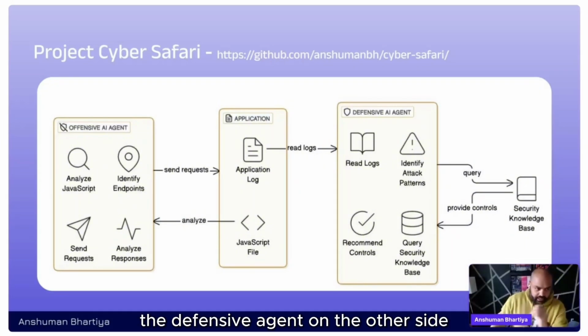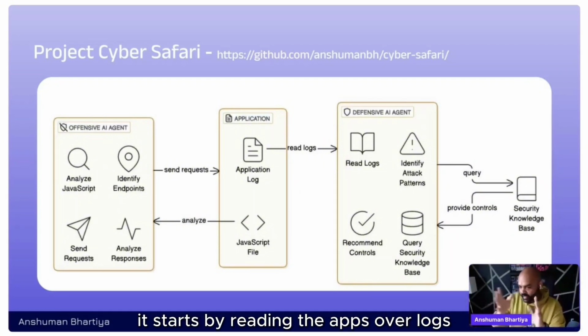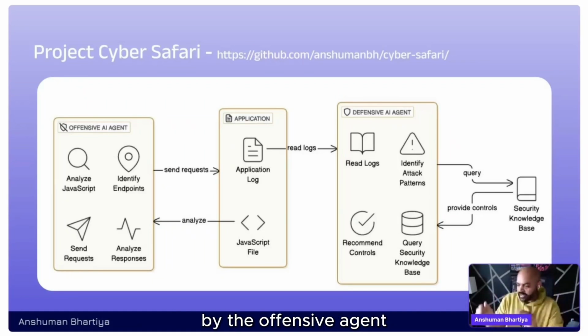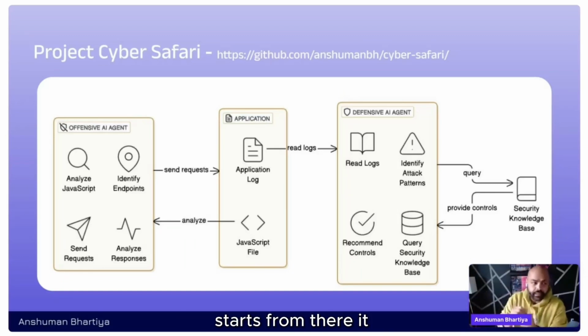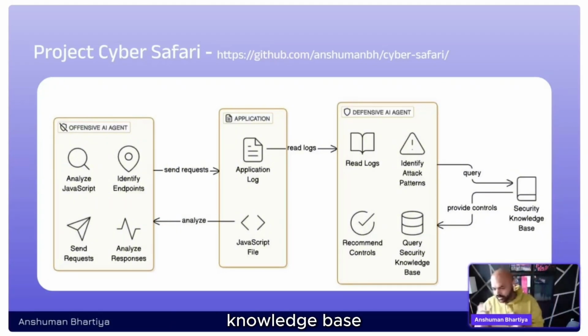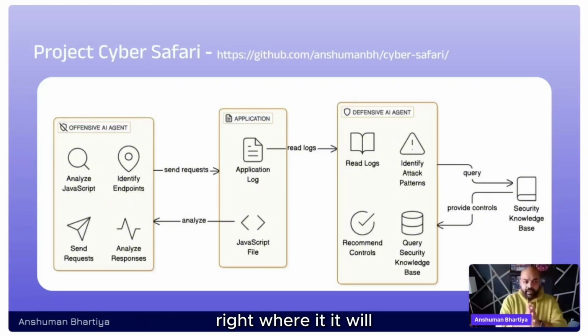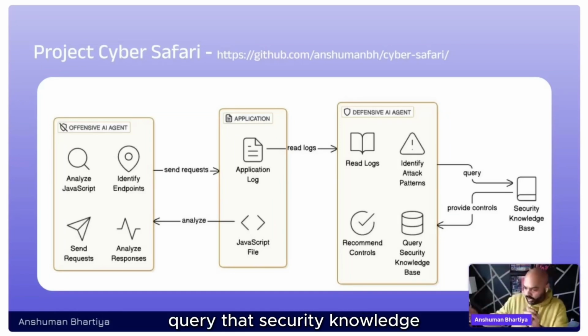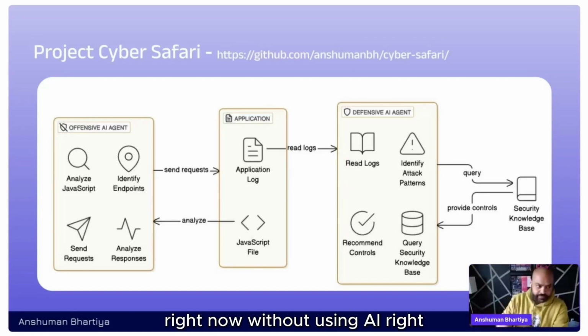The defensive agent on the other side starts by reading the app server logs. As the application is getting attacked by the offensive agent, you can imagine that a log file is getting written. So the defensive agent starts from there. It looks at the log files, identifies attack patterns, and then it is connected to an internal security knowledge base. You can think of it like a security oracle, where it will query that security knowledge base to gather recommended controls for how to prevent such attacks that it was able to determine by analyzing the log file.